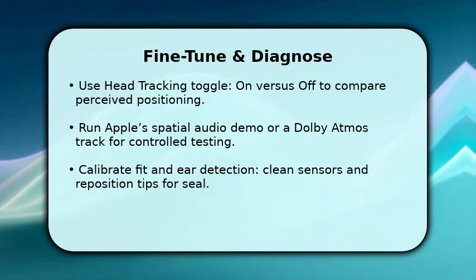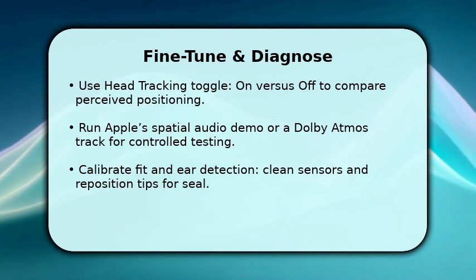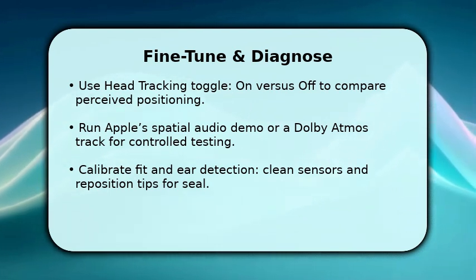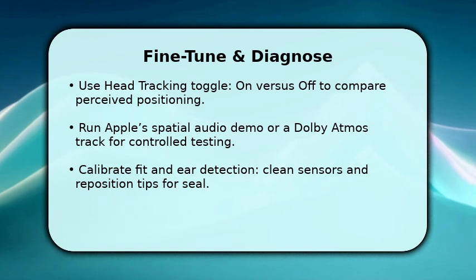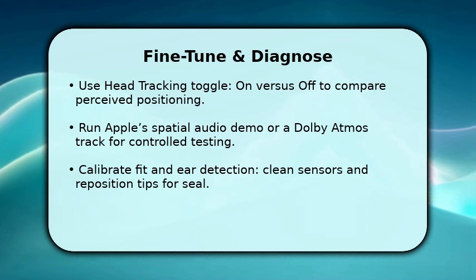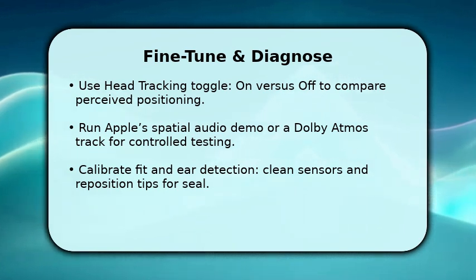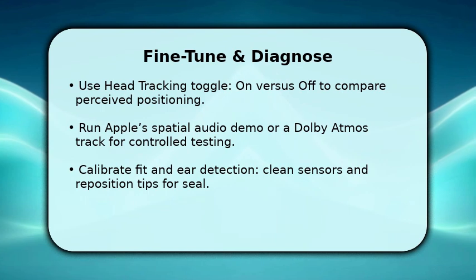This isolates tracking issues. Next, play an Apple demo or a Dolby Atmos track so you can judge imaging and channel separation. Inspect ear fit and seals, because poor isolation ruins spatial cues. Change tips and reseat the buds. If audio sounds off only on one side, swap left/right audio in settings to test drivers. Keep notes on what changes improve or worsen the effect.